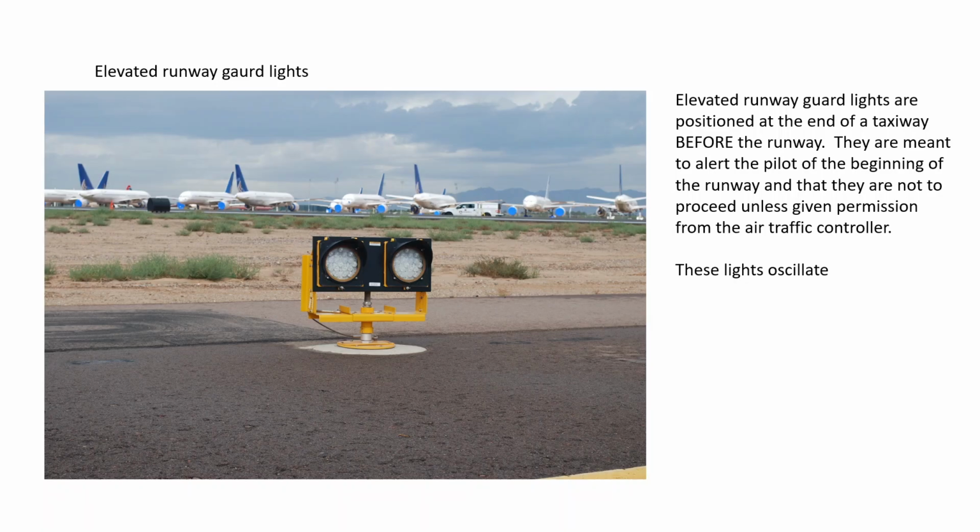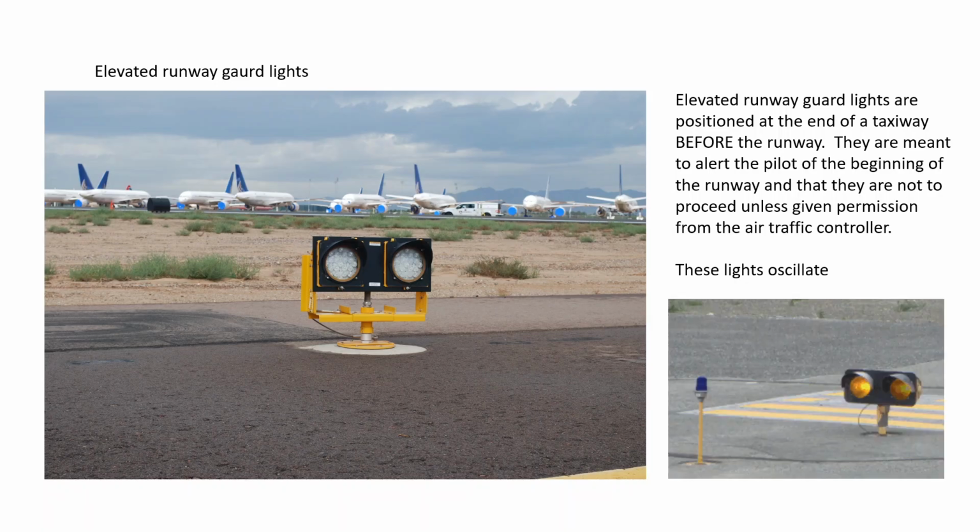Elevated runway guard lights, these are at the entrance to a runway. These are meant to provide obvious indication for a pilot that they need to stop there before they proceed onto the runway from a taxiway. Usually, they're given the permission from the air traffic controller. These lights are a little different than some of the others that we've looked at. These oscillate or wigwag from left to right.